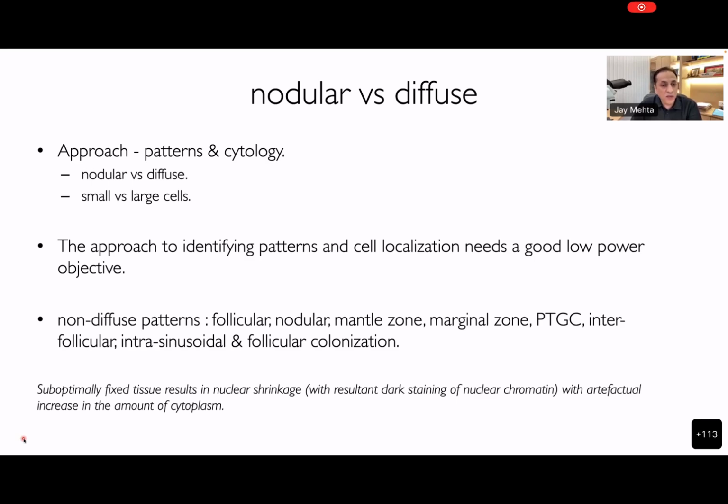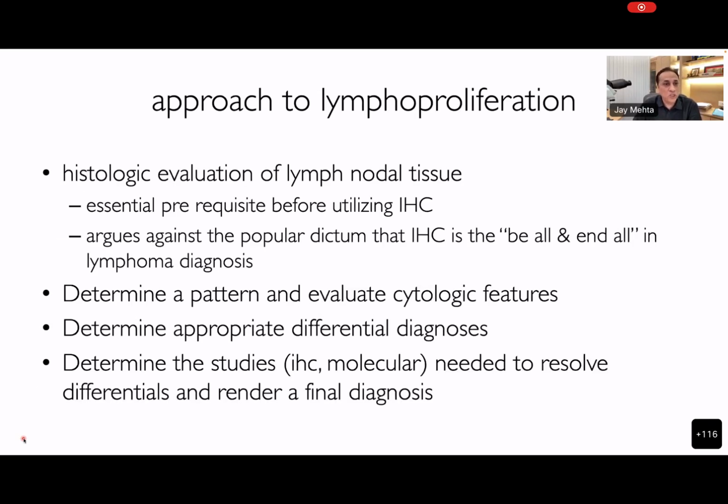Now, there's a caveat again: suboptimally fixed tissue, and that's the bane that we have every day. When the tissue is suboptimally fixed in formalin, it results in nuclear shrinkage. What happens then is that the chromatin becomes condensed and very dark, and there's an artifactual increase in the amount of cytoplasm. So that's something that we need to keep in mind if there is a tissue fixation problem. Now, how do you approach a lymphoproliferation? There's a histologic evaluation to be done. And this is, I want to emphasize, an essential prerequisite before utilizing immunohistochemistry.